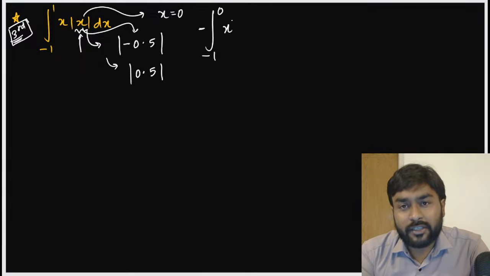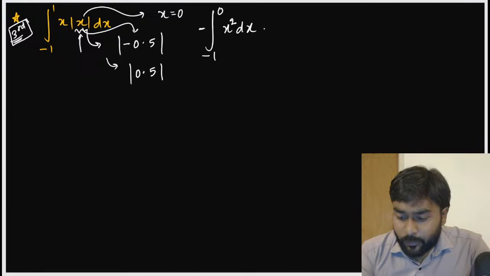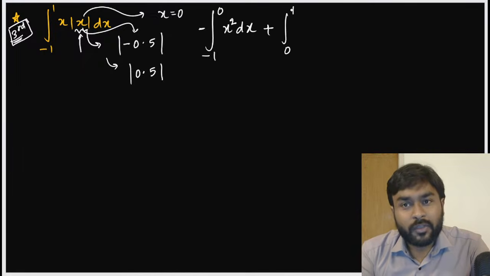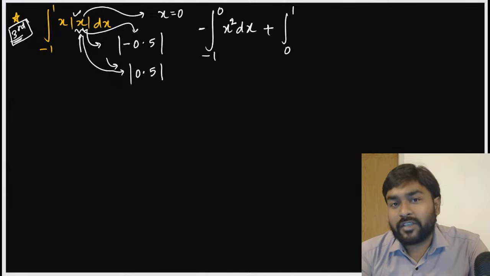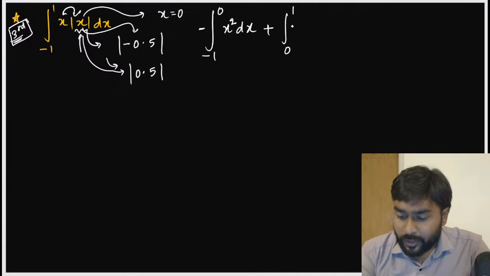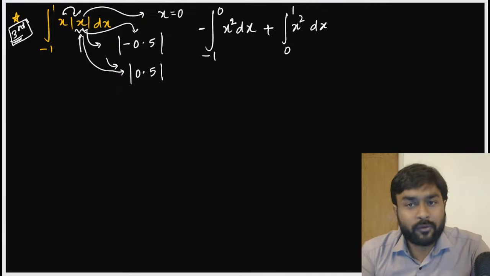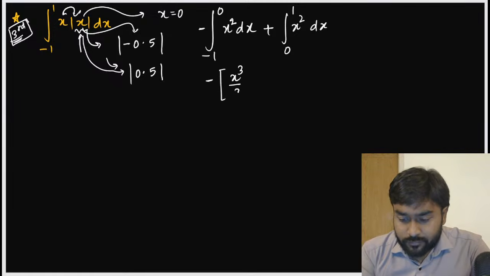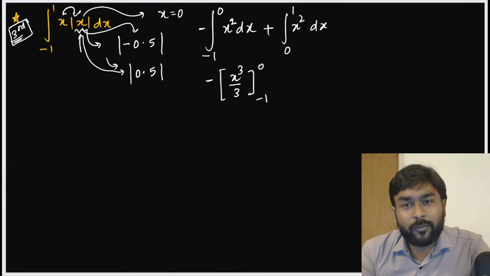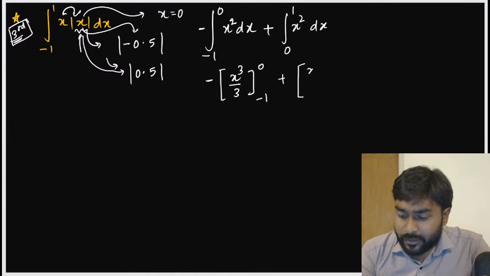Finally, we can write minus x square dx, and the second part will be what? 0 to 1. Any one number we can take, it will open with a plus sign because it is coming positive 0.5. So this modulus will open with plus x, and plus x into this x will become x square. So this we have to solve. If you solve this, you will get x cube by 3, upper limit 0, lower limit -1. Then here plus, again x cube by 3, upper limit 1, lower limit 0. So this limit we will apply here.